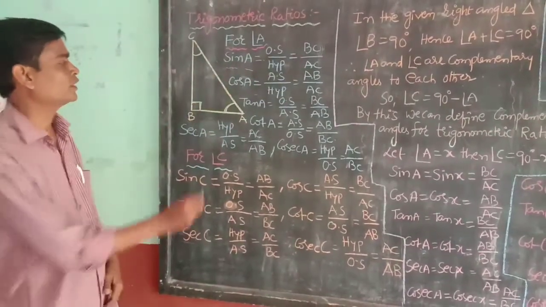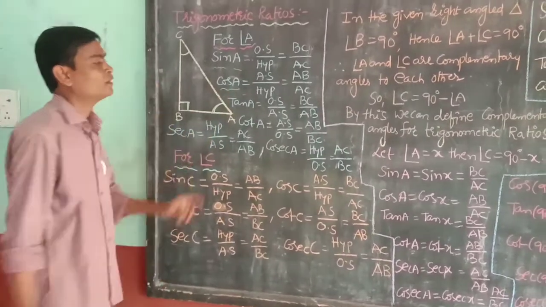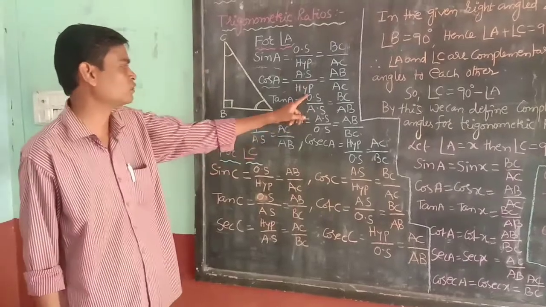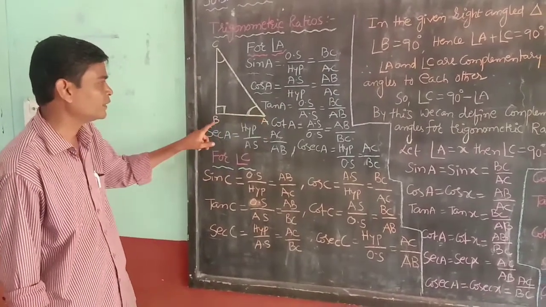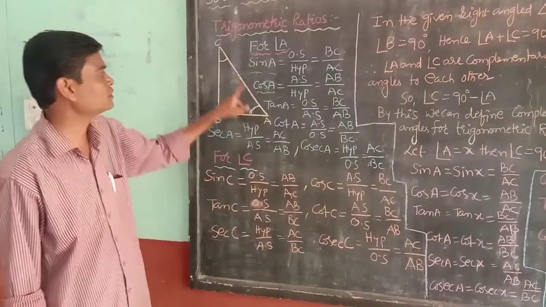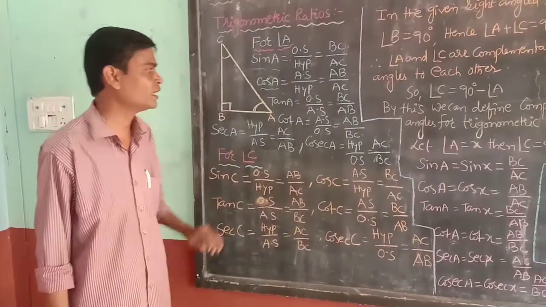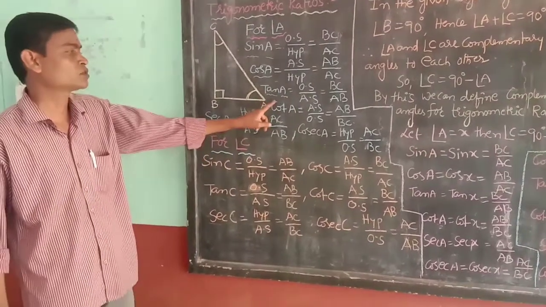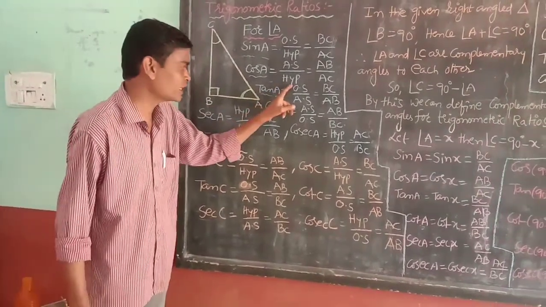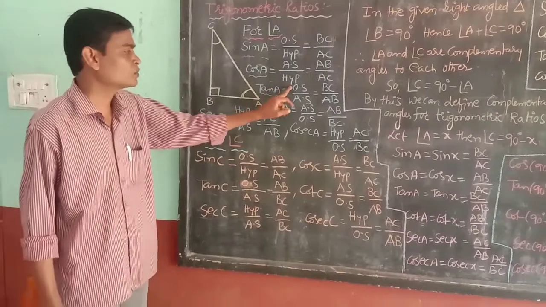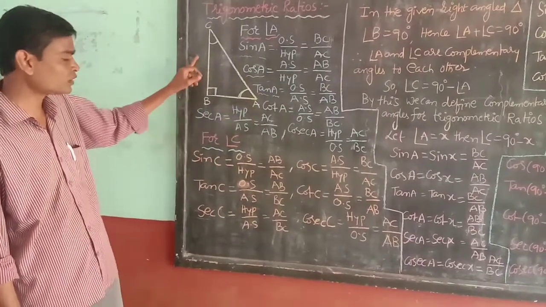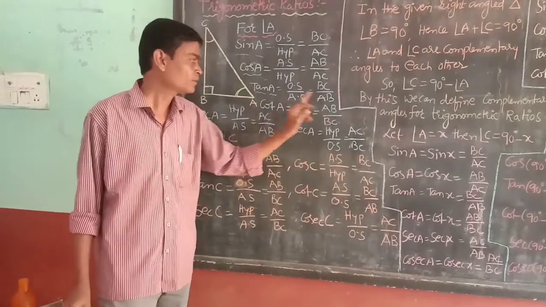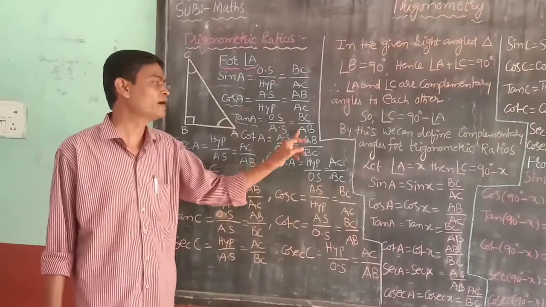The next trigonometric ratio is cos A. For cos A, what is the definition? It is the adjacent side by hypotenuse. What is the adjacent side for this? AB by hypotenuse is AC. AC we have taken. And the next trigonometric ratio is tan A. Tan A is equal to, what, the opposite side by adjacent side. What is the opposite side for angle A? It's obviously BC. And the adjacent side is AB. So tan A is equal to BC by AB.